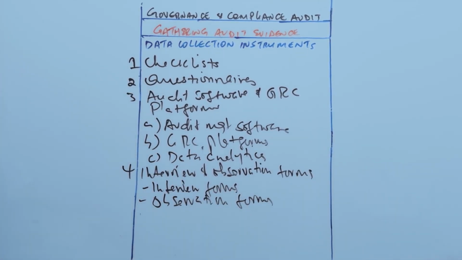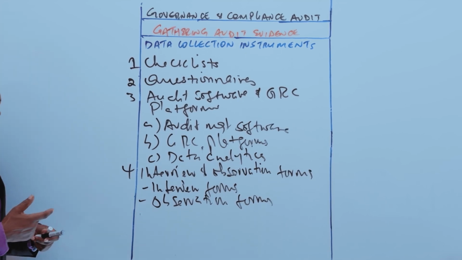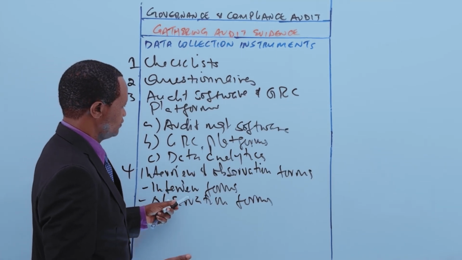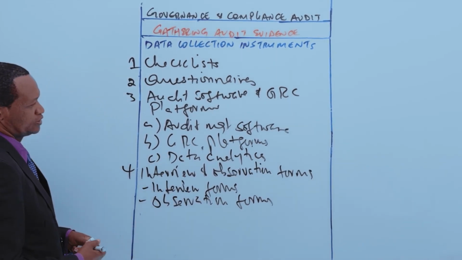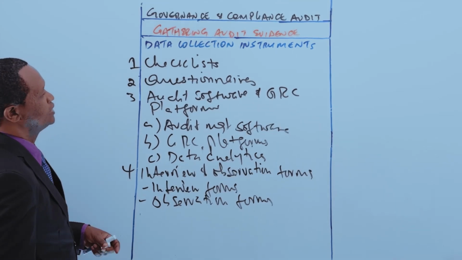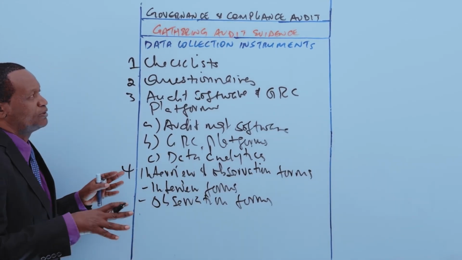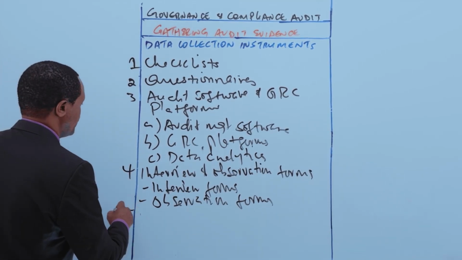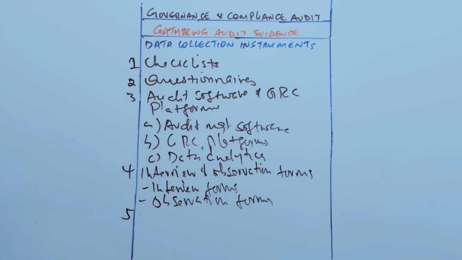Then there are the observation forms. Observation forms are used to document the auditor's observations of a process or a control in action. And this provides objective evidence of whether an organization's policies and procedures are being followed in practice. For candidates, we are discussing the instruments that the auditor may use in the process of gathering data. Let's move to the fifth tool or instrument, which is sampling and statistical tools.